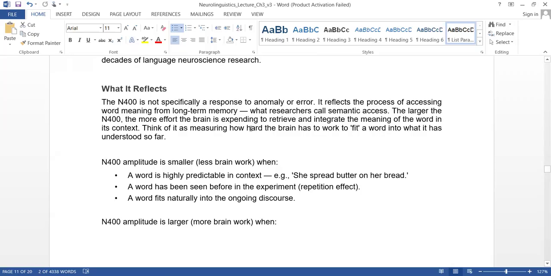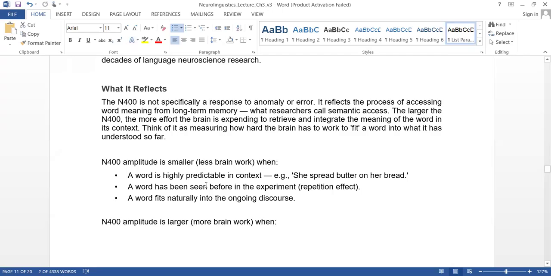So if you are looking at a word and the N400 peaks, you can see a larger dip at 400 milliseconds. That means your brain is taking more time to process the meaning of that word. So that's why it's about the amplitude. If the amplitude is smaller, there is less brain work.